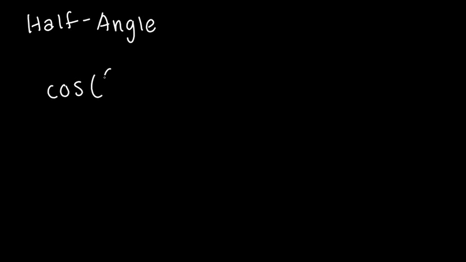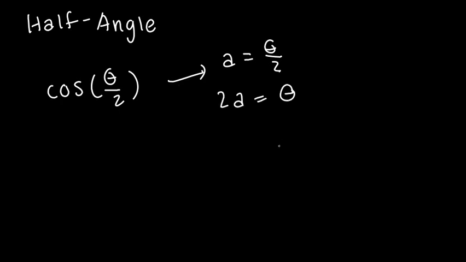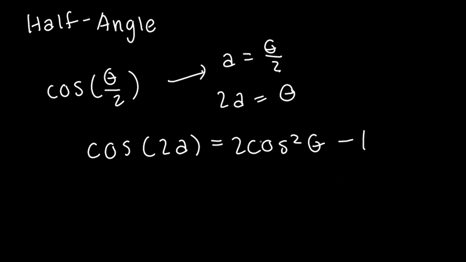And if you want, there are also the half angle identities. These are that if you wanted cosine of theta over 2, we're going to let A be theta over 2. And so that means that 2A is equal to our regular theta. And as we already know, cosine of 2A is going to be equal to 2 cosine squared A minus 1.